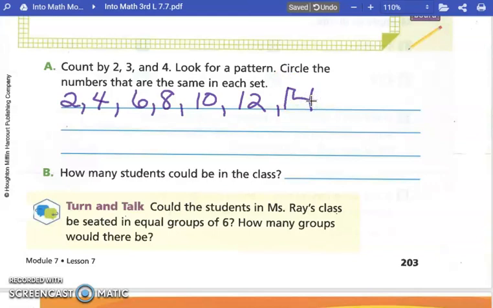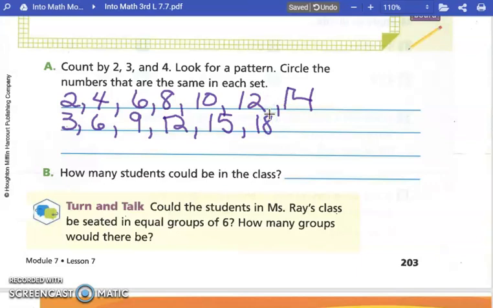Okay, so now we're going to start with 3. What's after 3 when we skip count? 6. Then what? 9, 12, 15. Sorry, I was already counting by 4s. What's after 15? 18. Okay, we're going to stop there. If we have to go further once we do our 4s, we will.